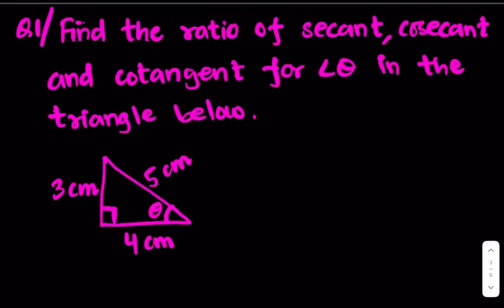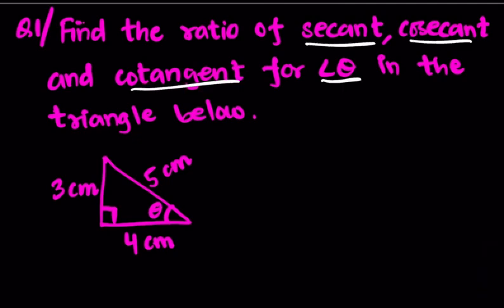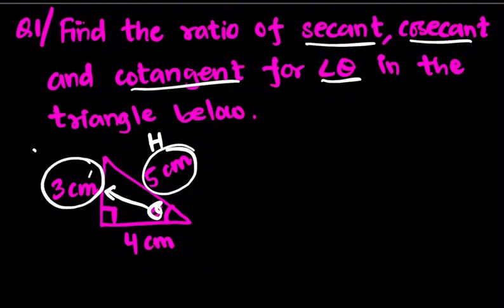Now let's look at this problem which says find the ratio of secant, cosecant and cotangent for angle theta in the triangle below. So the hypotenuse in this case is 5, and with respect to this theta, 3 is opposite while 4 is adjacent with respect to this theta.